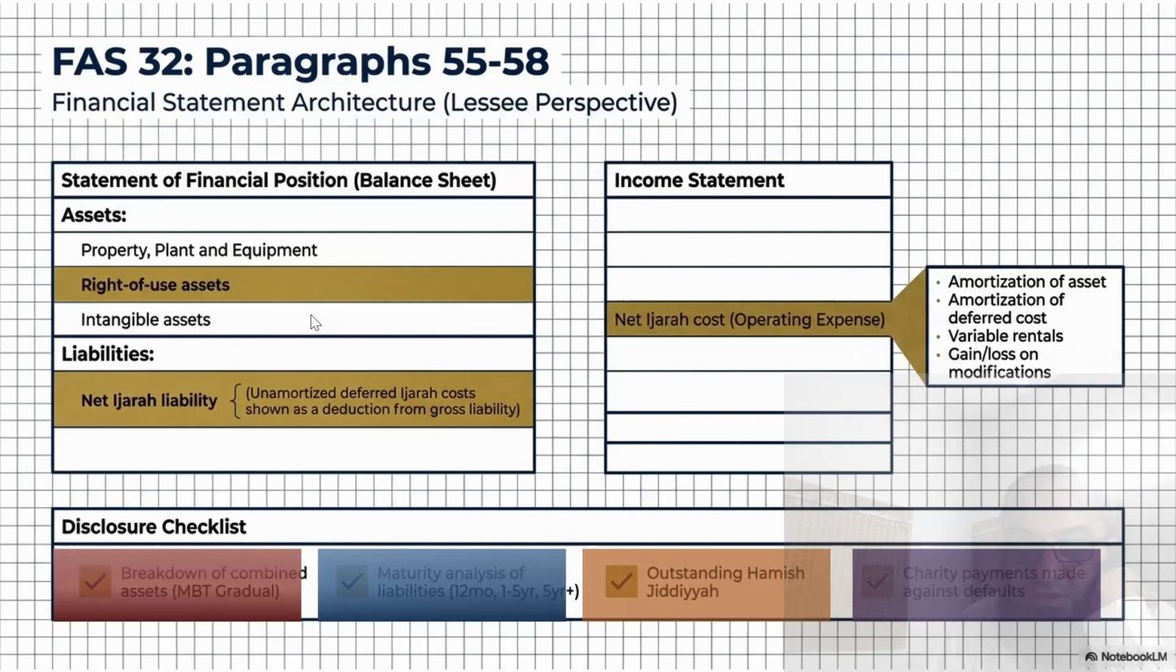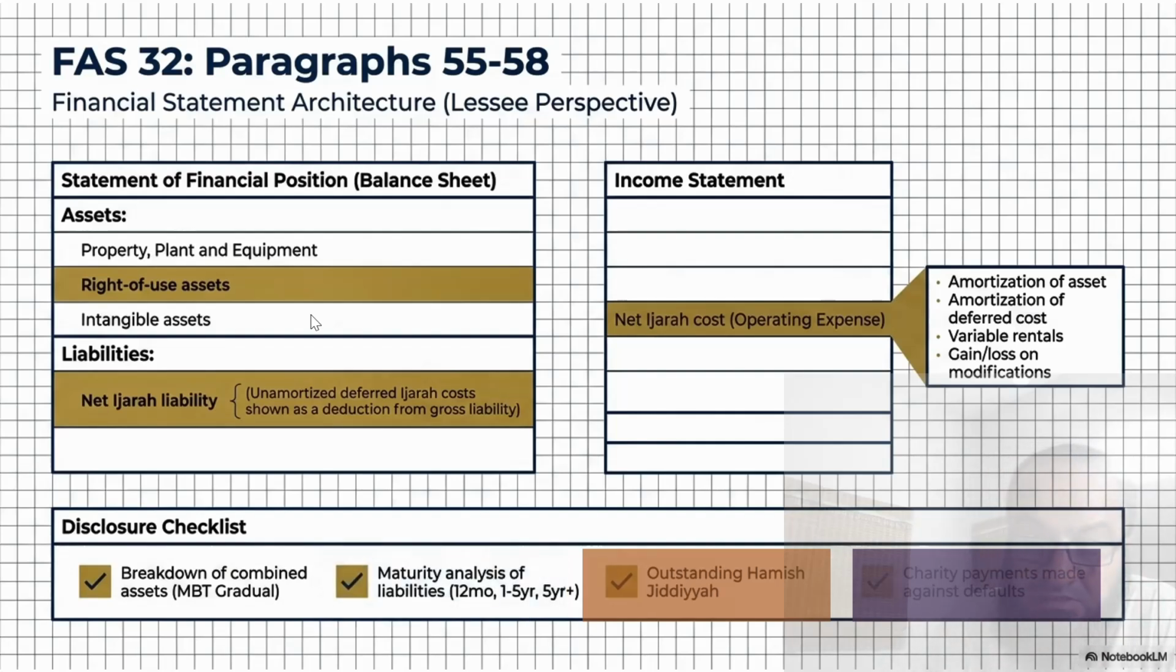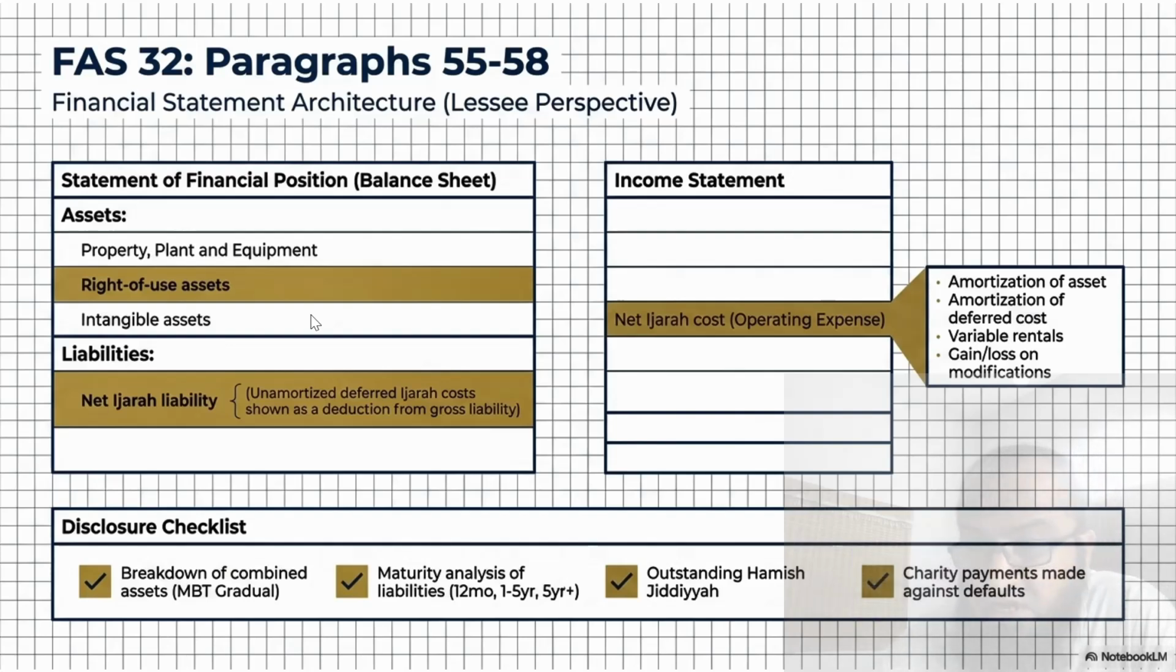Now, what are the disclosures for the lessee? Breakdown of combined asset. If there is a sort of Ijarah Muntahiya Bitamlik, then if it is a gradual transfer, how much portion is owned by me at the end of the year, and how much portion is owned by the financer. So maturity analysis of the liabilities, right? The periodic distribution, the outstanding hamish jiddiyyah, if there are any security deposits, and charity payments made against default. So if there are any defaults, how much charity is collected and how much charity is eventually dispersed to the rightful channels. So that is the accounting for the lessee.